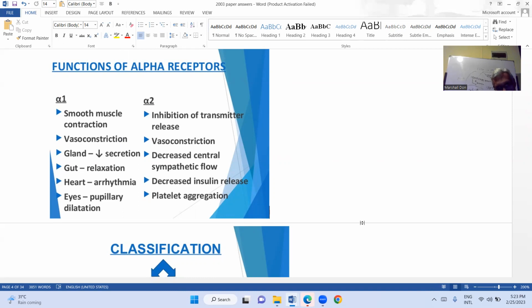Secretion අඩු, gut relax, gut movement එක අඩු, heart එක arrhythmias, pupillary dilatation. Alpha 2 different, neurotransmitters release කරන එක අඩු කරනවා. ඒ vasoconstriction same.